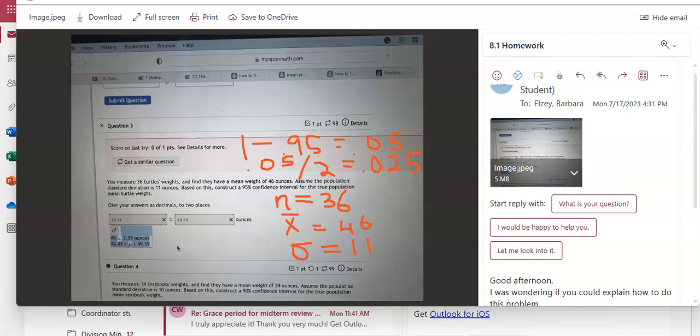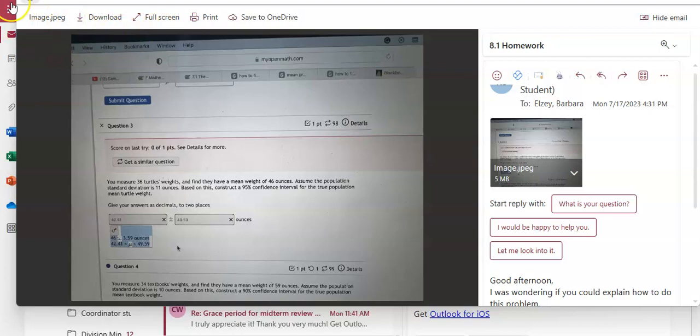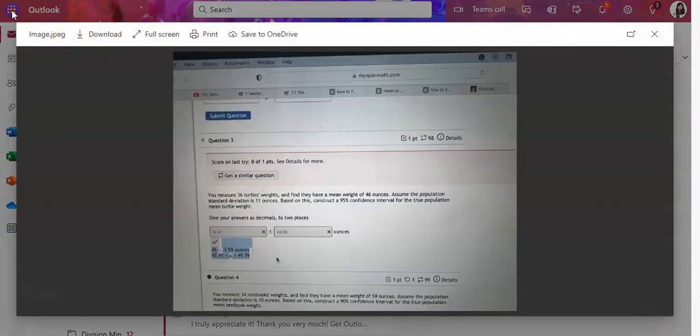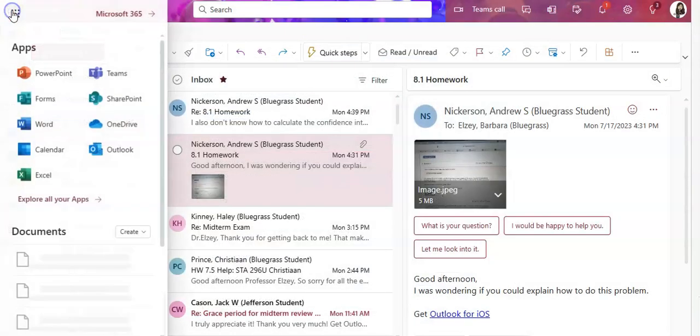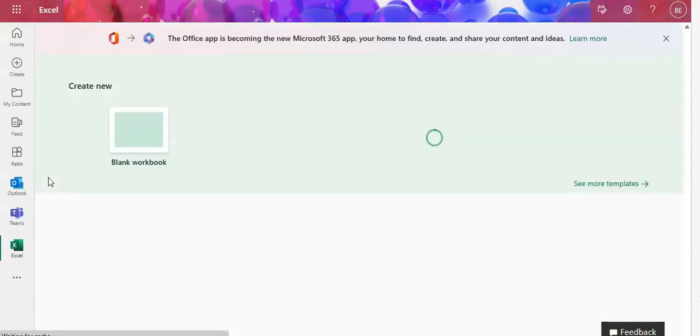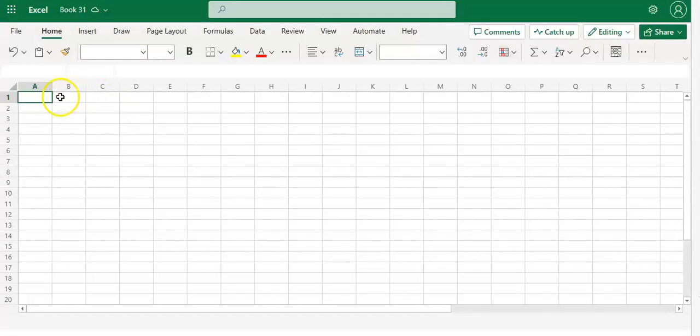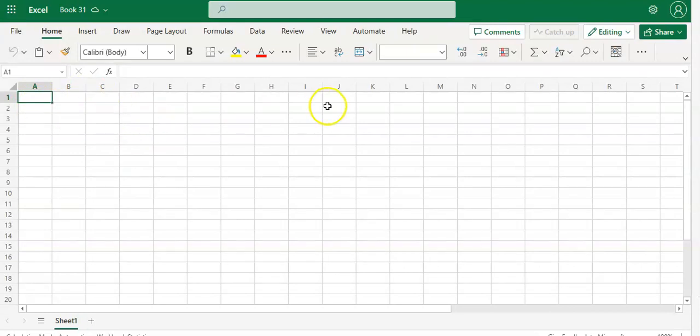Okay, so we're going to put 0.025 into Excel. So let me exit the drawing feature on this thing. And I'm going to go back here for a second to my Outlook and hit the waffle and Excel. And we'll hit a blank workbook. And it doesn't really matter where in Excel I enter things.